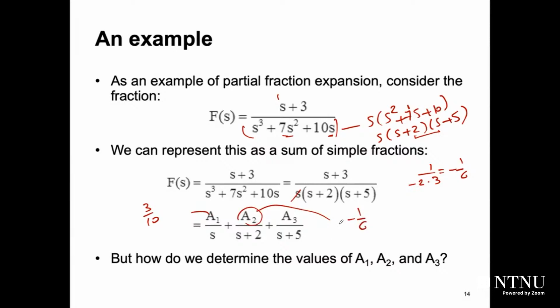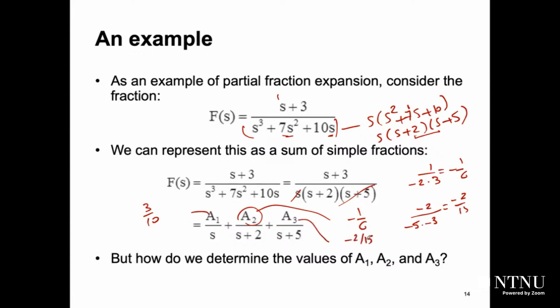For a3, multiply by s plus 5. So this one will be cancelled, and then set s equal to minus 5. So it will be minus 5 plus 3, which is minus 2, divided by minus 5 multiplied by minus 3. Correct? So in fact, it will be minus 2 divided by 15, right? So a3 will be minus 2 divided by 15.